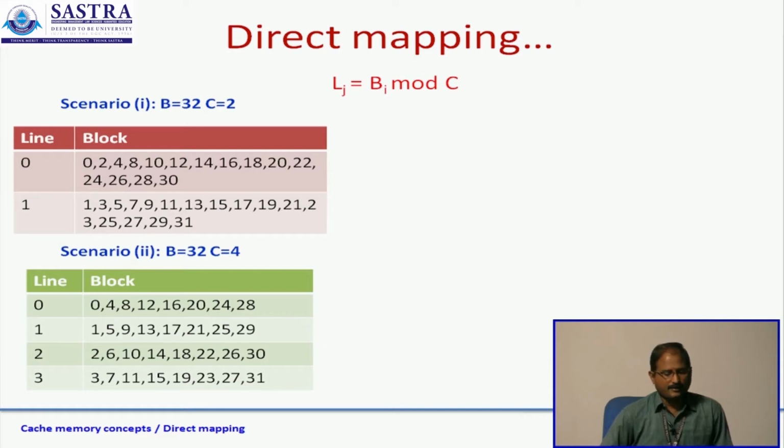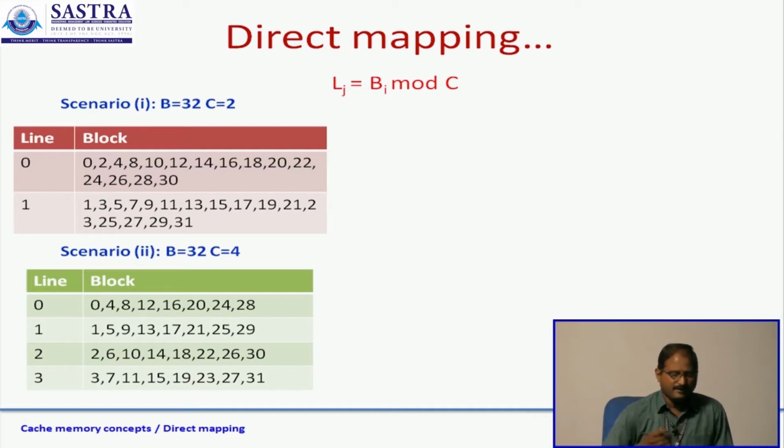Where will B15 be mapped? 15 mod 4 will be 3, so 15 will be mapped on line 3. You can see the arrangement. In line 0, B0 is mapped. Line 1, B1 is mapped. Line 2, B2 is mapped. Line 3, B3 is mapped.